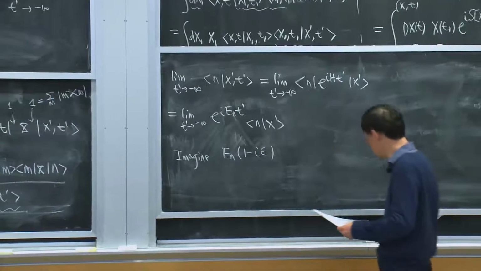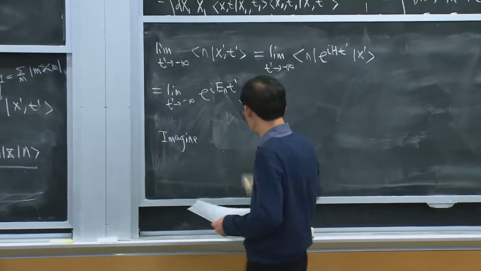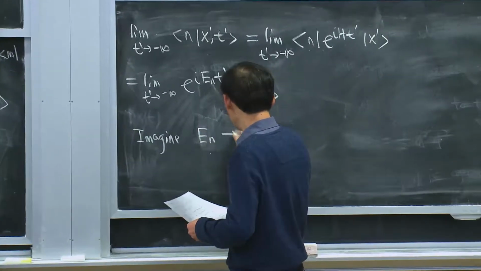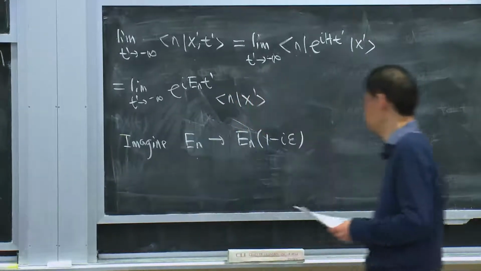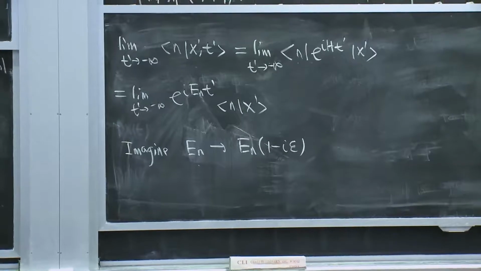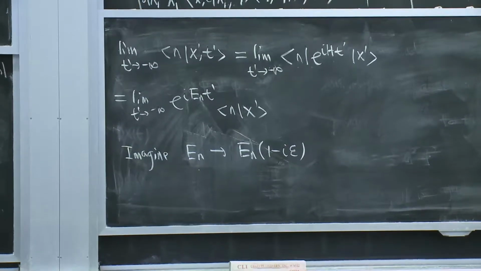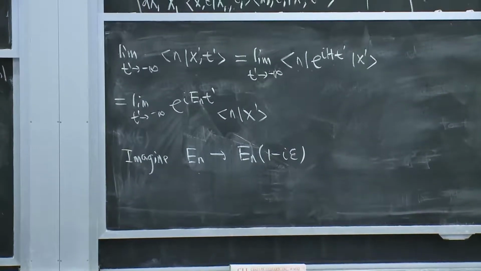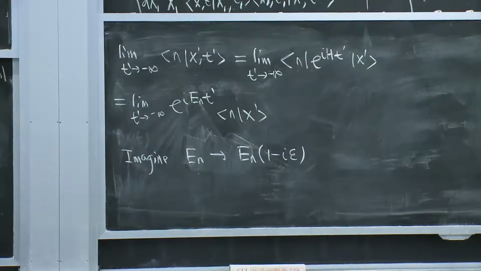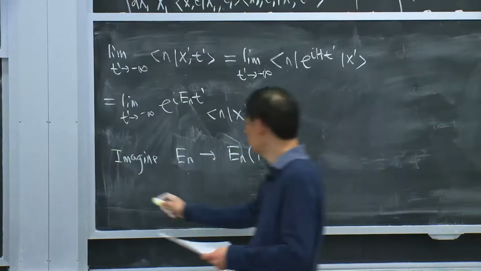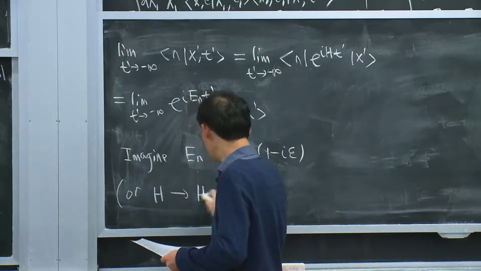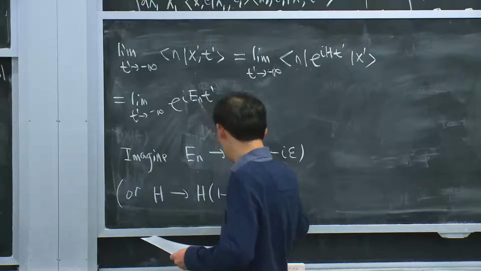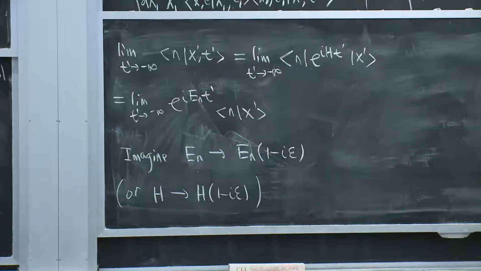Imagine En goes to En(1 − iε), where epsilon is a small positive number. Okay? Which is equivalent to taking your Hamiltonian H and taking it to H(1 − iε), giving the Hamiltonian a slightly imaginary part. It's equivalent.